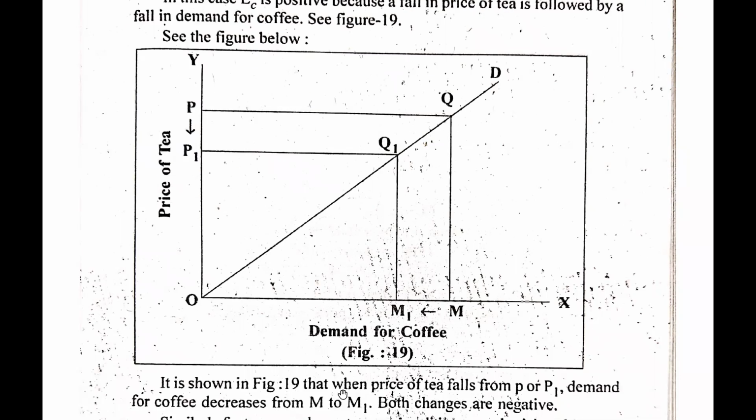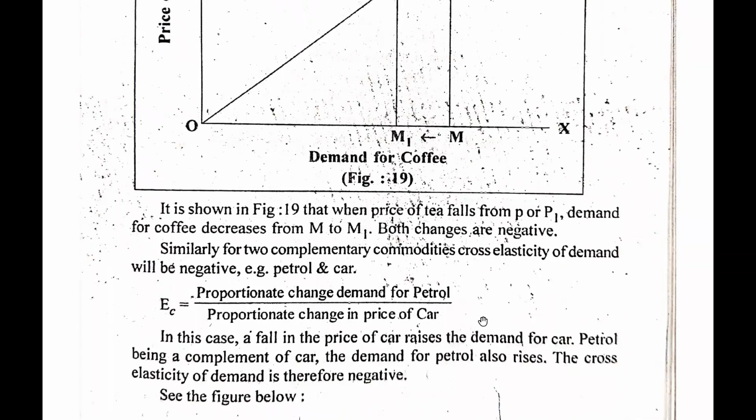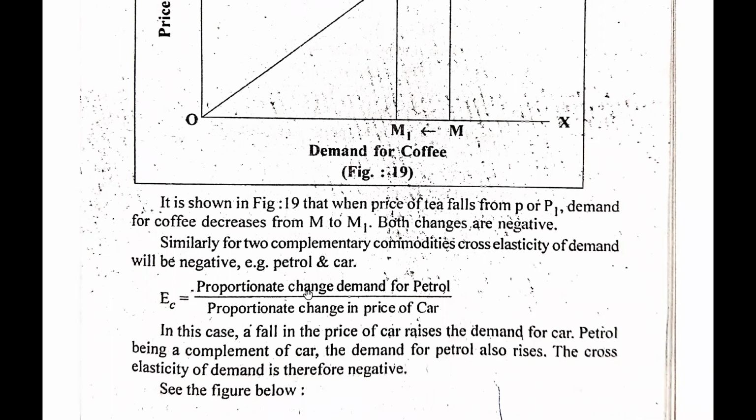Let's see in this diagram the price of tea and the demand for coffee. As the price of tea decreases, the demand for coffee will also decrease. So here the price of tea and demand for coffee are quite connected, and we get a positive response. And similarly, for two complementary commodities, cross elasticity of demand will be negative: petrol and car.